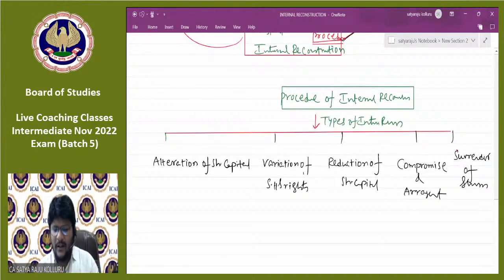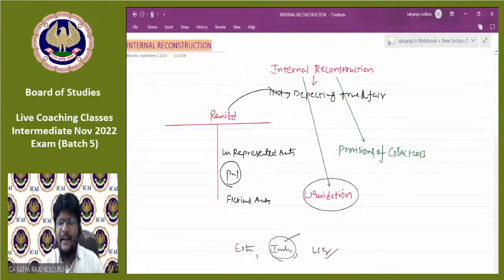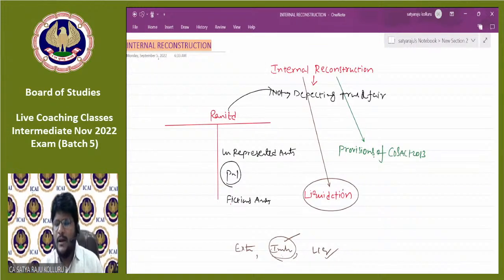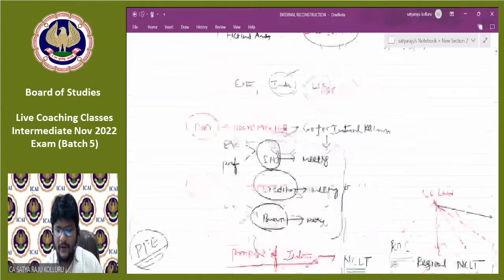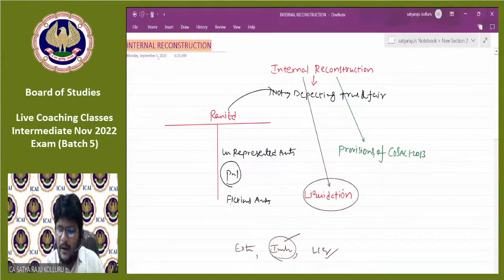And before explaining all such things, in the layman way, in case of internal reconstruction, what is really going to happen, sir? What is really going to occur, sir? Once the company, that is the board of directors, decides to go for internal reconstruction, what will they do, sir? The company will do revaluation of assets and reassessment of liabilities. Company can go for revaluation of assets as well as reassessment of liabilities.